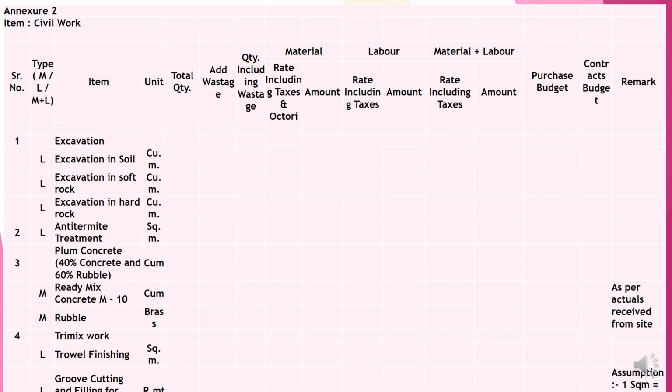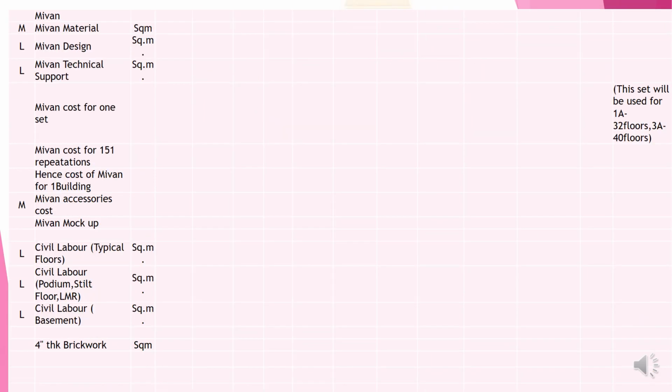Excavation, how to arrive at this, is under civil works. Excavation in soil: total quantity, wastages, quantity including wastages, rate including taxes and octroi, the labor rate including taxes, amount, material cost, etc. You have to go on and you will get the figure. Like this, for various civil items you can add up the figures. This can only be treated as a template.